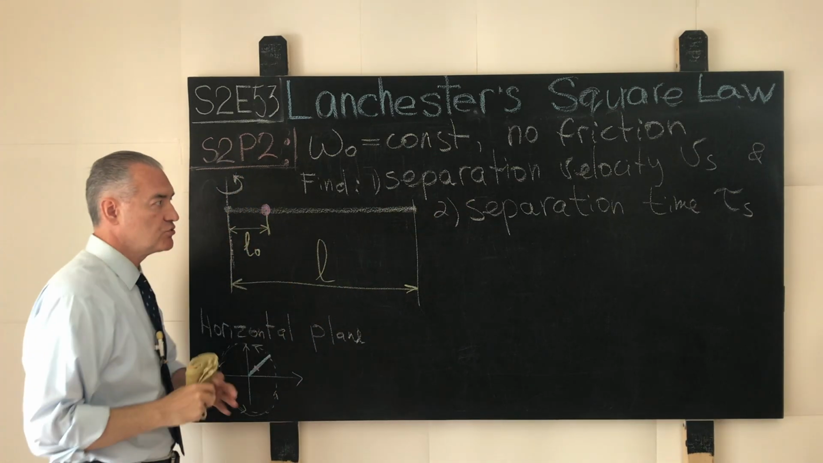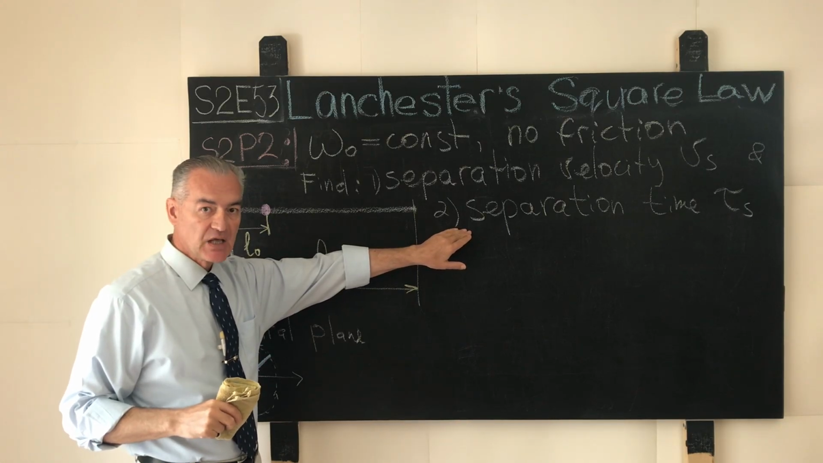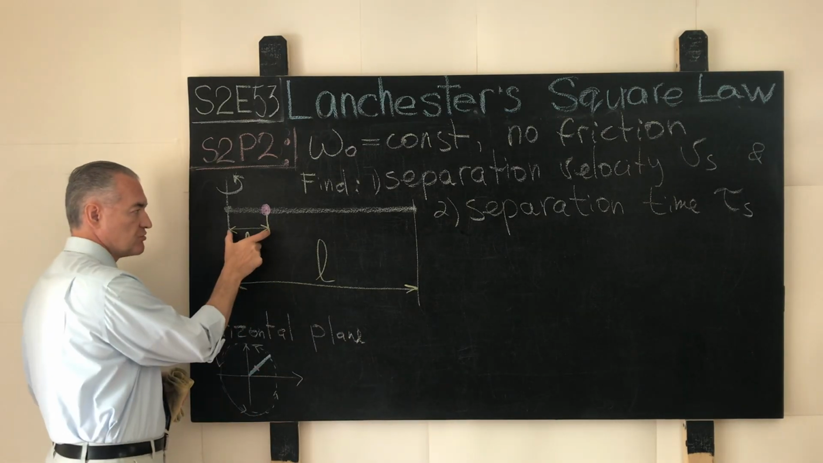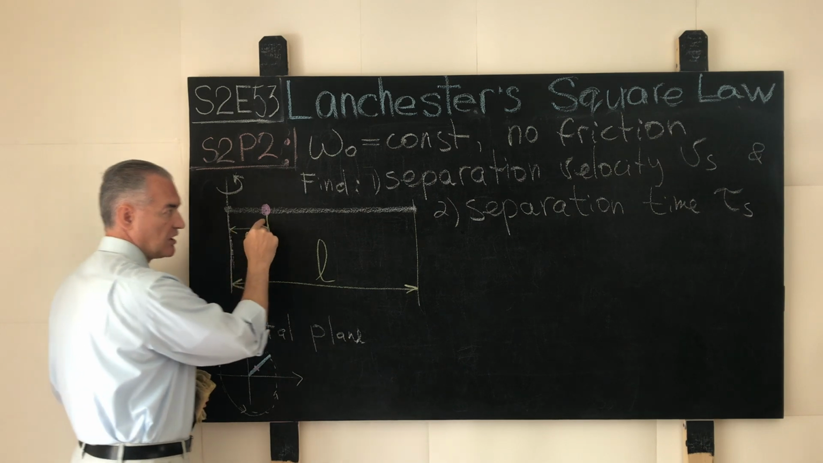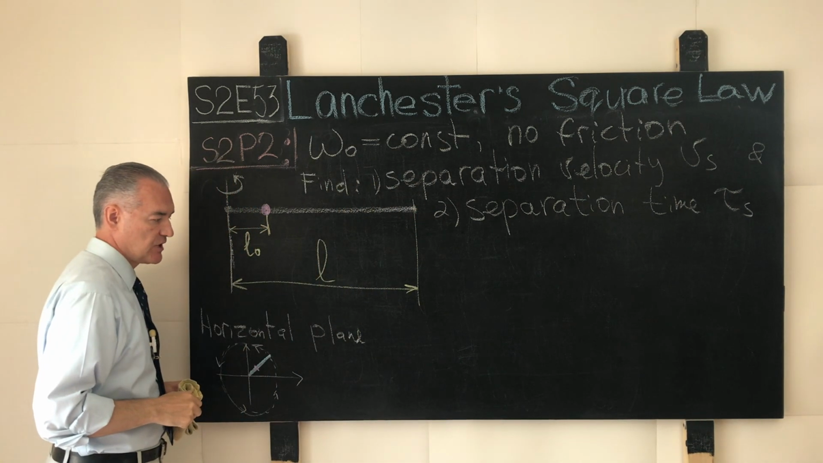That's number one. Number two, we're asked to compute the separation time. The separation time, or the time that it takes the bead to start traveling from the distance L0 from the axis of rotation, cover that distance, and jump off that rod.